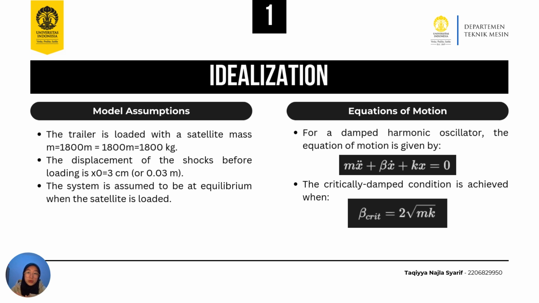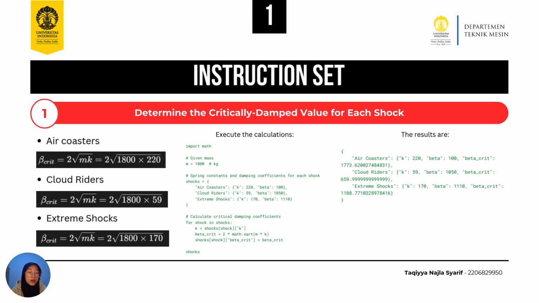For the equation of motion, for a damped harmonic oscillator, the equation of motion is given by this, and the critically damped condition is achieved when this holds. We will solve this differential equation for both the given damping coefficient beta and the critically damped coefficient beta critical. Move on to the instruction set.